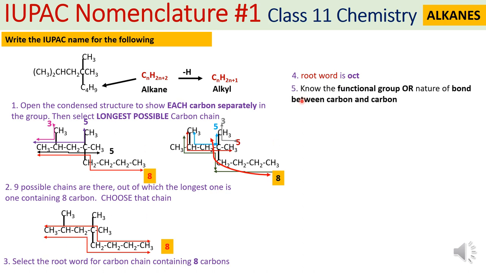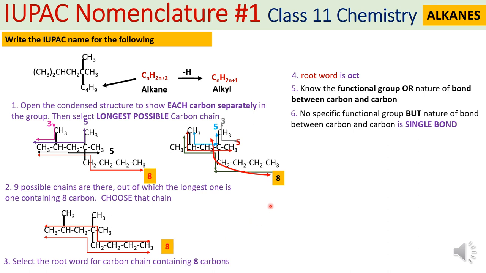Next, find out the functional group or nature of bond present between carbon and carbon. If you see this, all will have single bond, single, single, single, single, single. So the nature of the bond present between the carbon and carbon is single bond. There is no other functional group. The only feature is carbon-carbon single bond, which is a feature of the alkane. No specific functional group, but the nature of bond between the carbon and carbon is single bond.